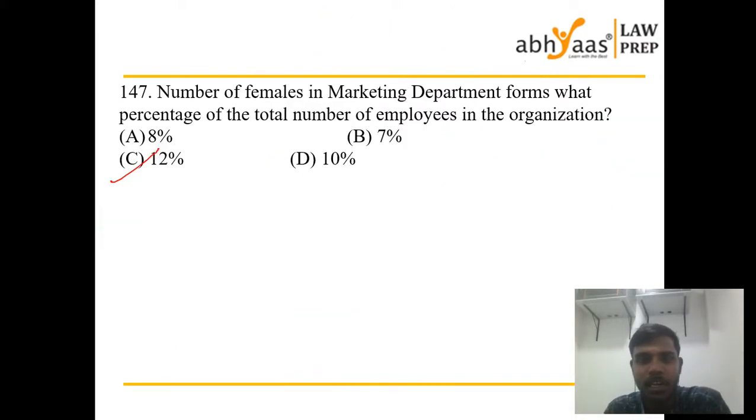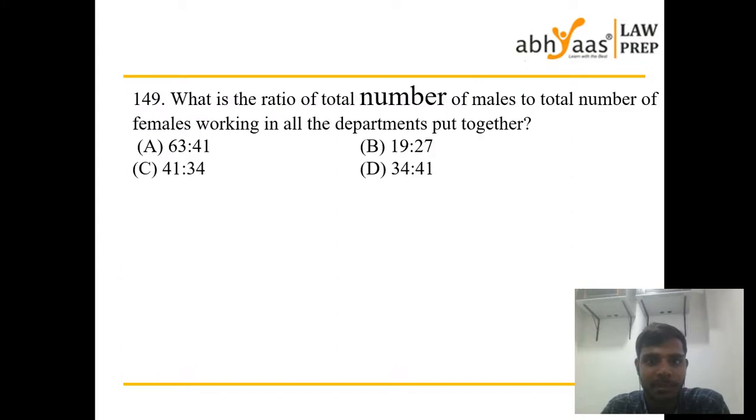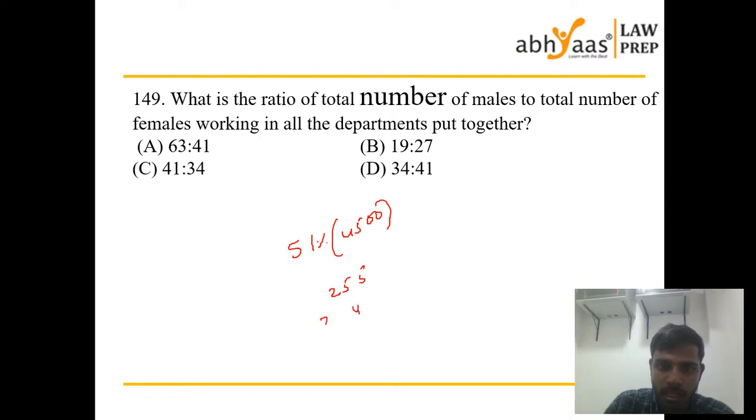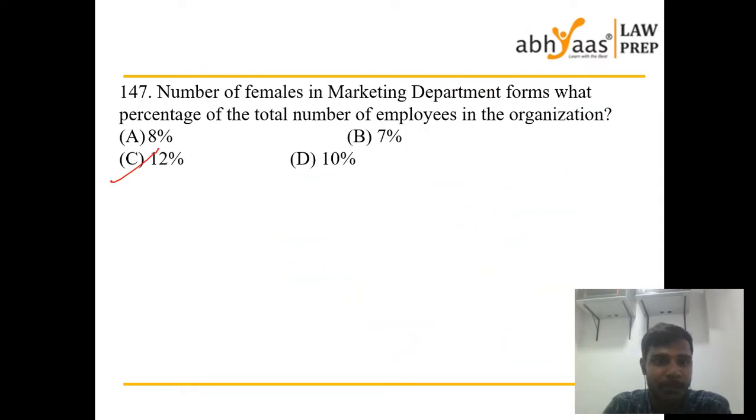Okay, so what I'll do is calculate 51 percent of the total, 4,500. 51 percent of 4,500 is how much? 5 ones are 5, 5 fives are 25. Next, 4 ones are 4, 4 fives are 20. So 2295 is the total number of males working in the first five departments only.